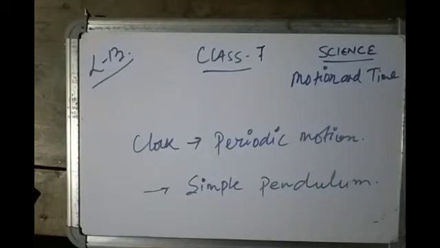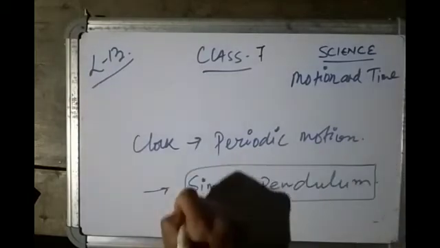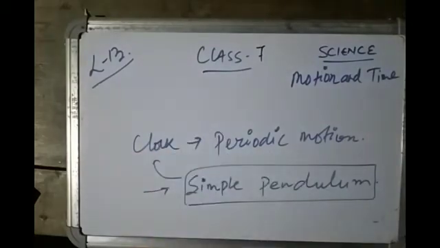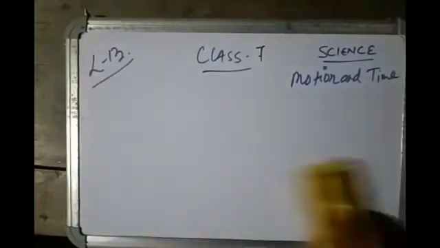When you look at your textbook at page number 145, you will find wall clock, table clock, and digital clock. So let's discuss the simple pendulum. Page number 146, simple pendulum.